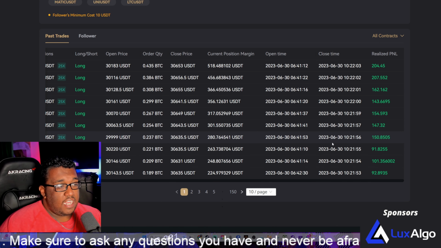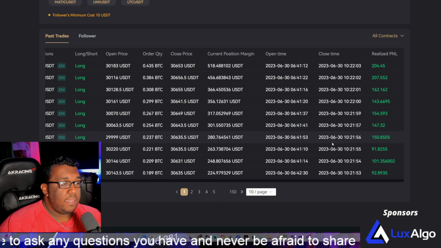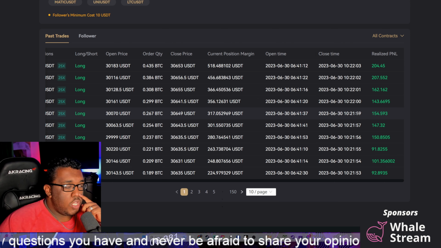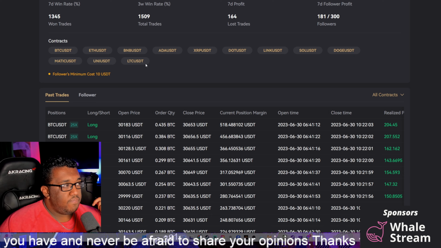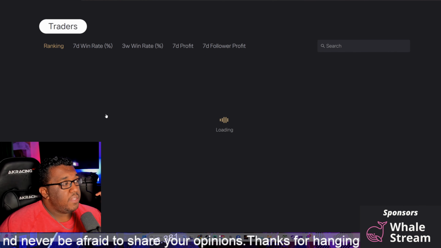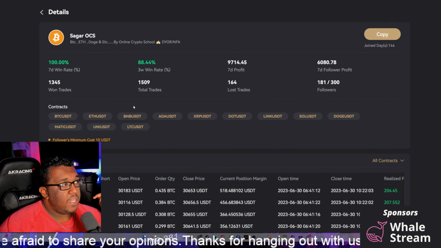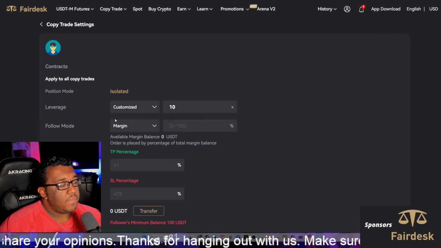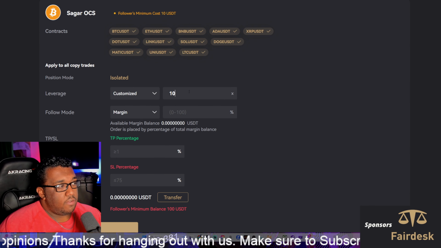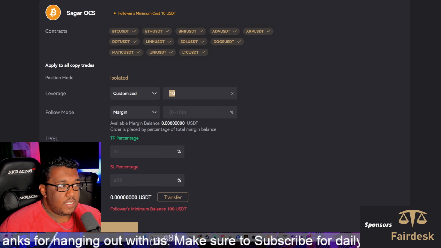If you guys like this type of strategy where you're always trading, but you're making profit after profit after profit, you want to make sure that when you actually go over here and you go to copy this person, you want to make sure that, if I can find the copy button here, there we go, that your leverage is around 10 to 20%, nothing too crazy.